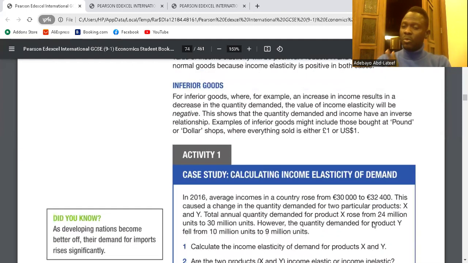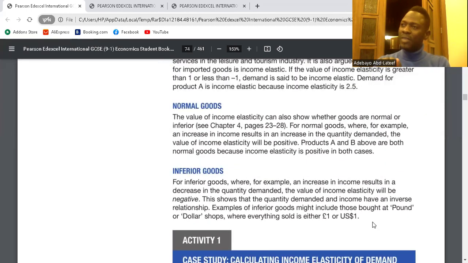So we'll move on. I'm going to quickly recap that. We said we have necessities, which are income inelastic. We have luxury, which is income elastic. For normal goods, it has to be positive. For inferior goods, it has to be negative. Clear? Clear.